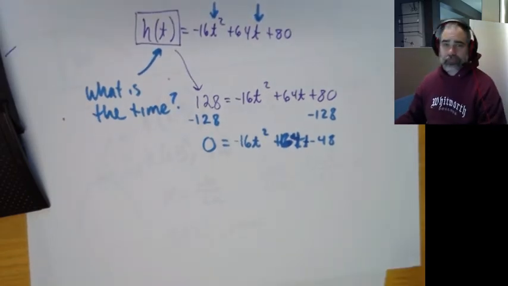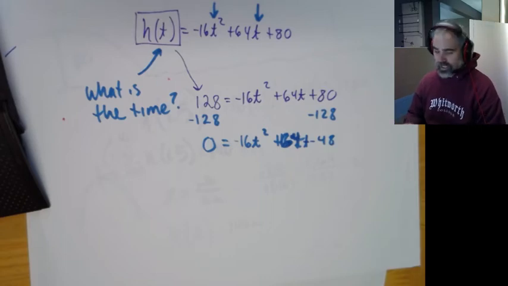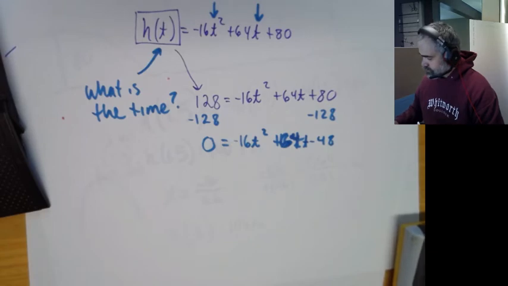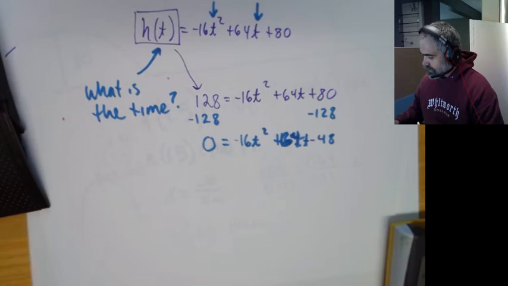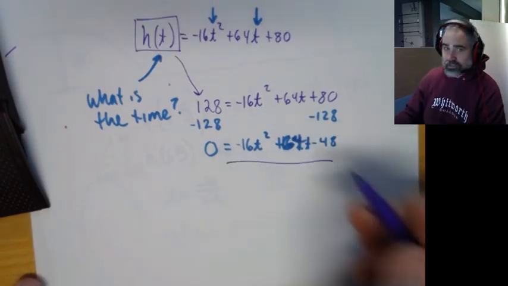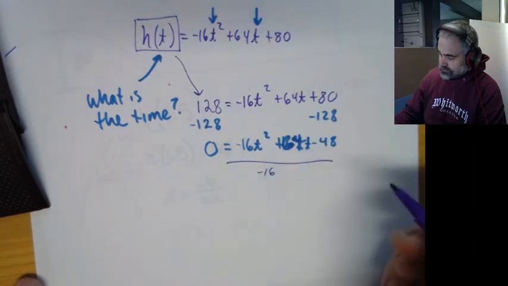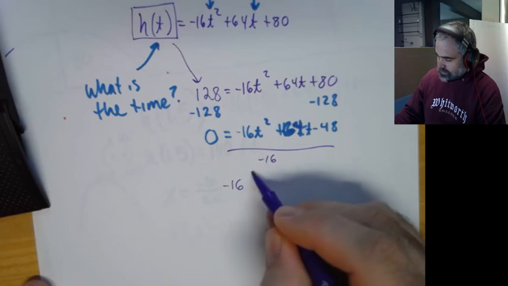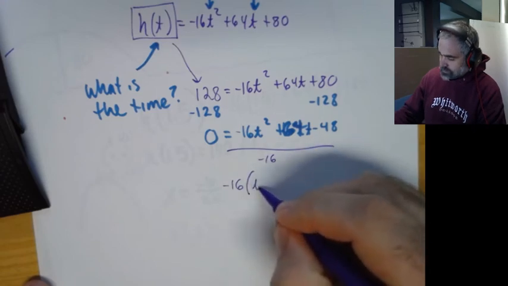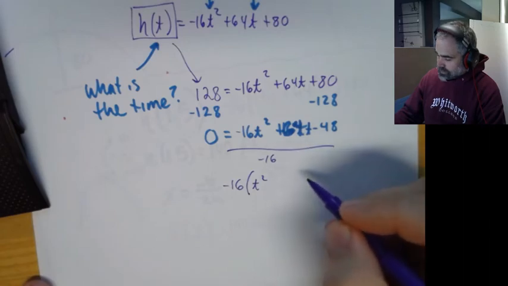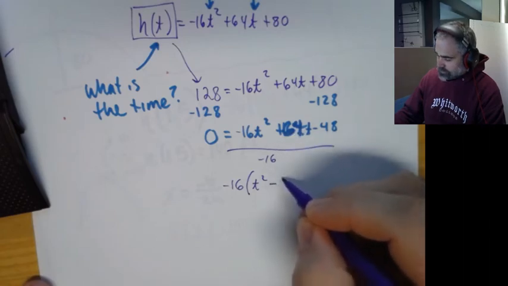These numbers are pretty big and annoying, but as it turns out, this thing all divides by 16. If you would like to factor it, you totally could. Everything's divisible by 16, and I'm actually going to make it a negative 16. So you could do negative 16 times t squared, because I divided it out. 64 divided by 16 is 4, and I'm going to make it negative since I divided by a negative.